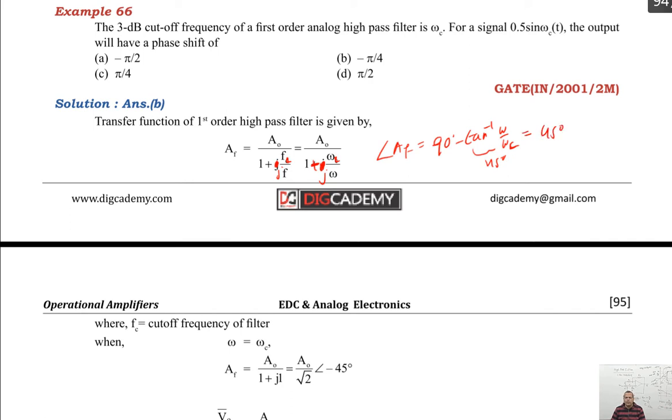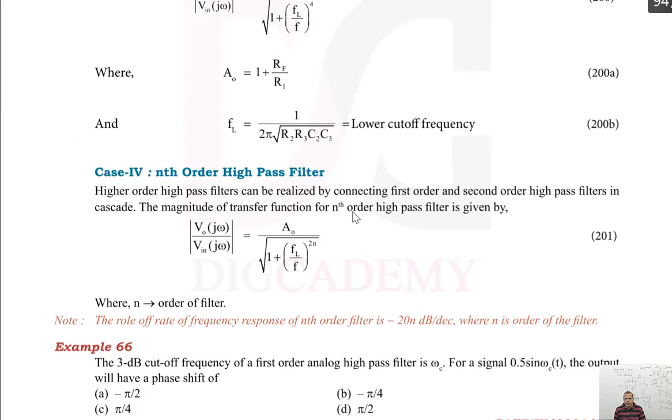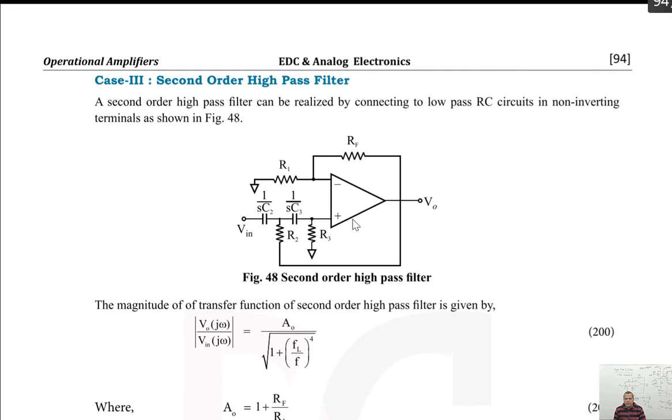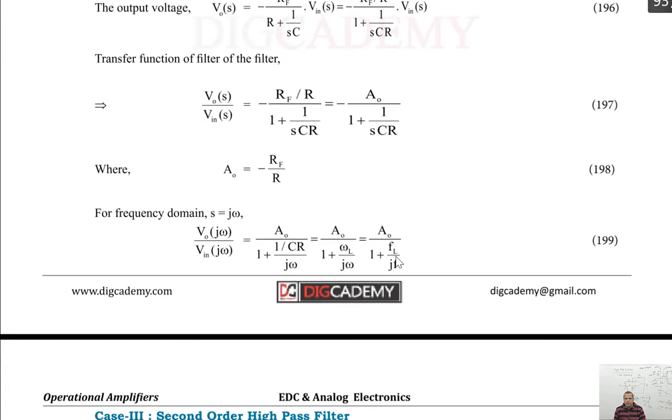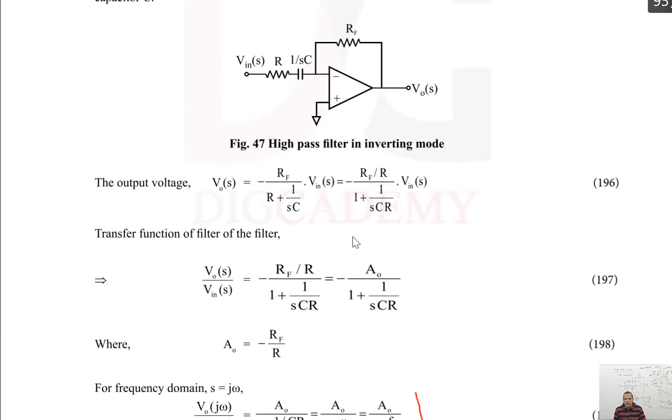So the answer for this is C, right? The answer for this is not B, rather it is C. Try to recall the transfer function of the high pass filter. Let us revert back. Please see the transfer function of the high pass filter. The transfer function for a first order high pass filter is this. That is the transfer function of the first order high pass filter, right?